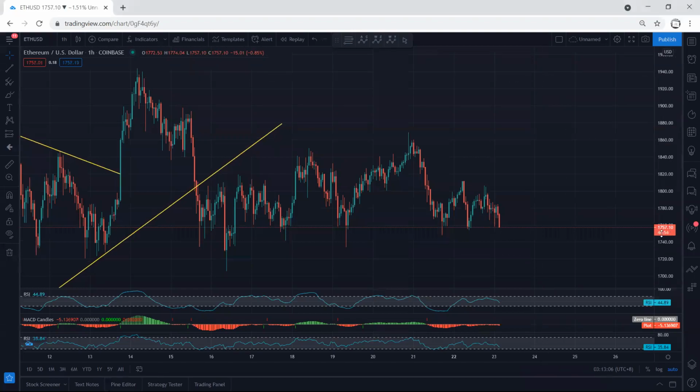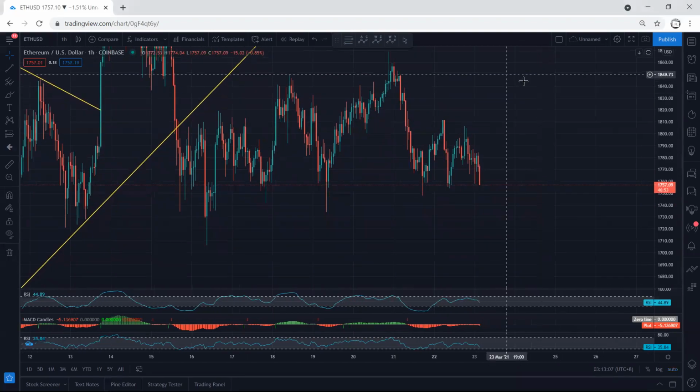ETH, we start with the 1 hour chart. Okay, if we refer to our analysis in my last video, when the price was here, within this move, we mentioned we expect the price to drop. This is what we get.